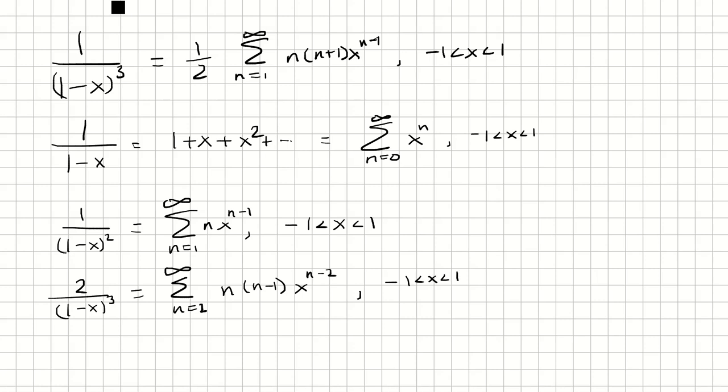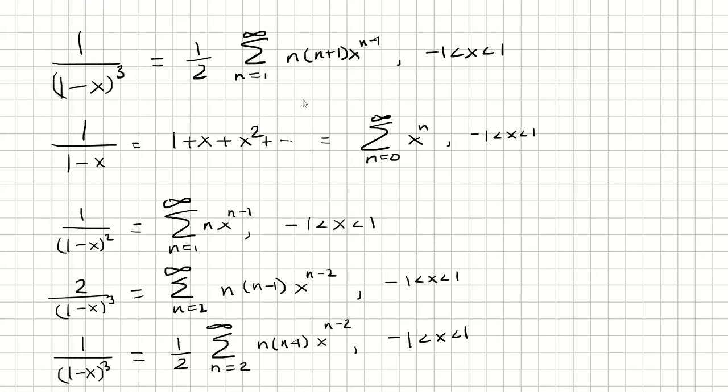And we want to have 1 in the numerator, so we're going to divide both sides by 2. So we have 1/2 times the sum from n equals 2 to infinity of n times (n minus 1) times x to the n minus 2, for x between -1 and 1.